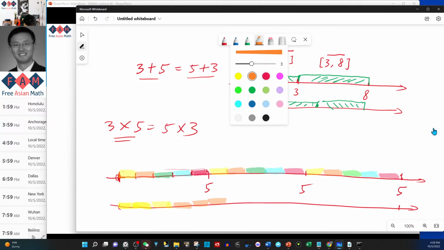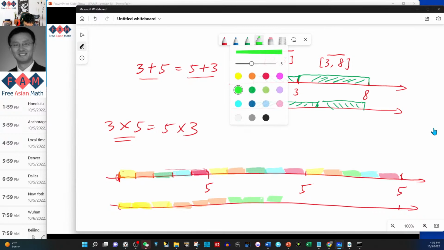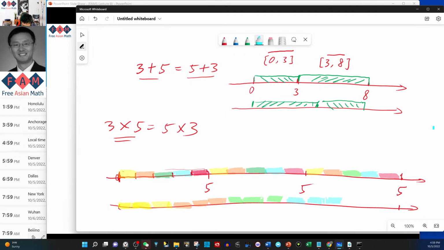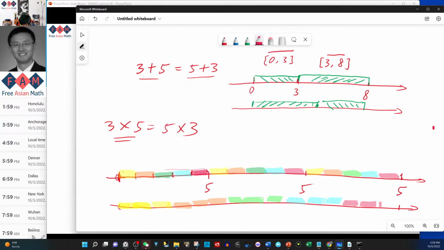Next one is green. Obviously we have 3 greens. And then we have 3 blues. And finally, we have 3 reds. Now you can see that the total length must still be the same because we did not do anything. We just rearranged the order of those 15 unit segments. So clearly, the total length is still 15.